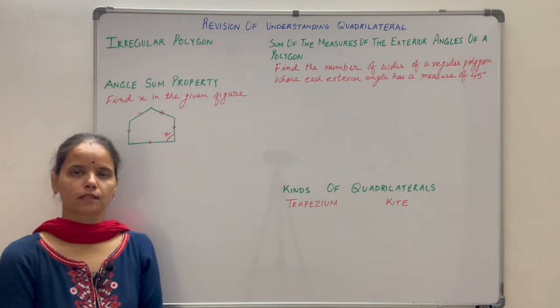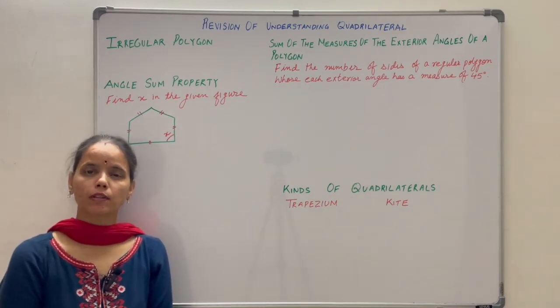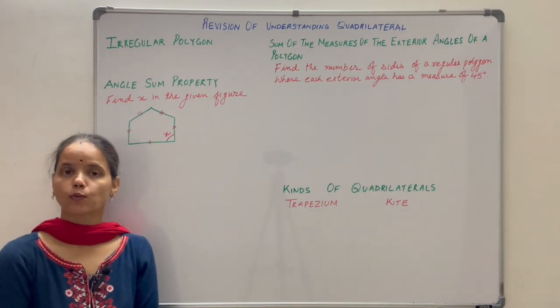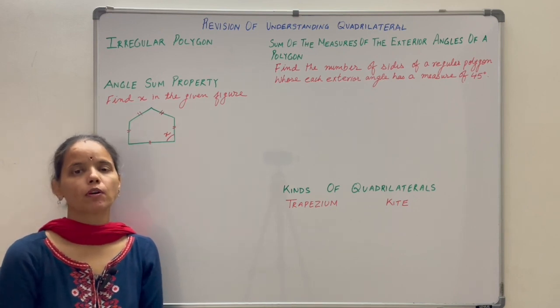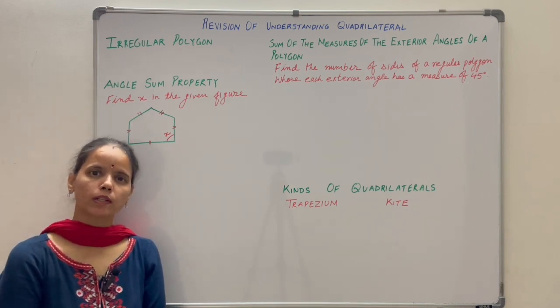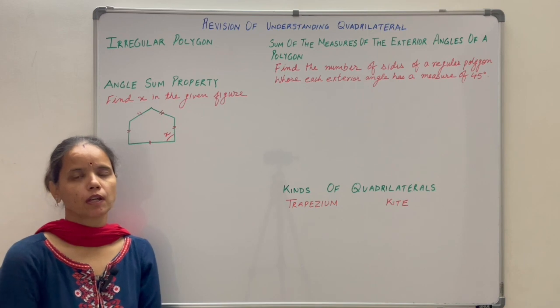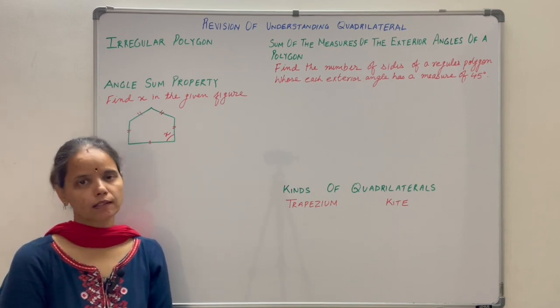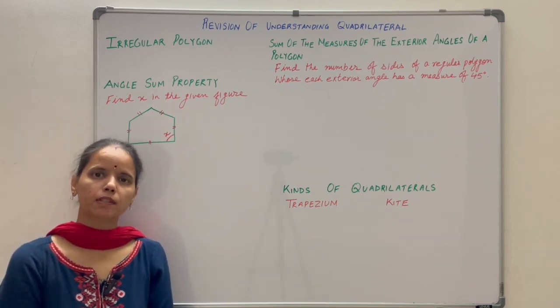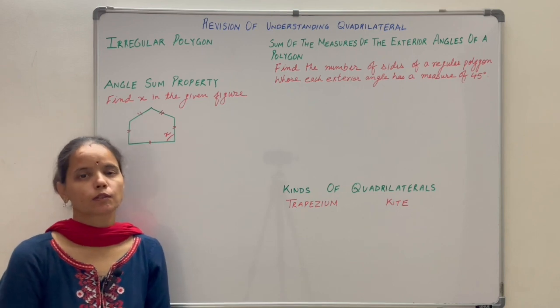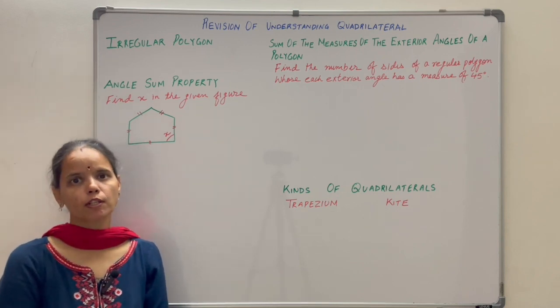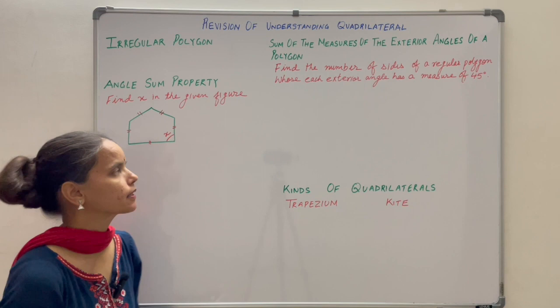Irregular polygons. Irregular polygons are the polygons which are not regular. And what are regular polygons? Polygons which are equiangular and equilateral. Equiangular means all the angles are equal and equilateral means all the sides are equal. So, the example of an irregular polygon is a rectangle.